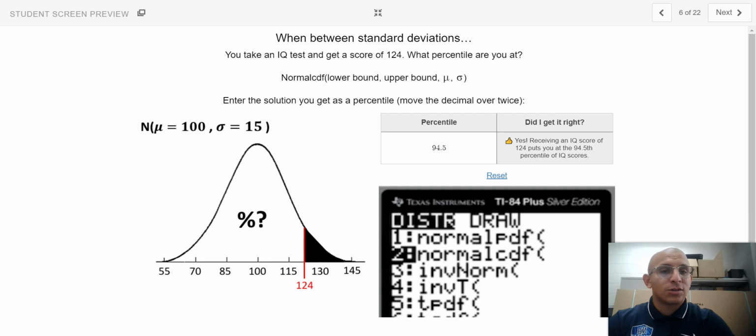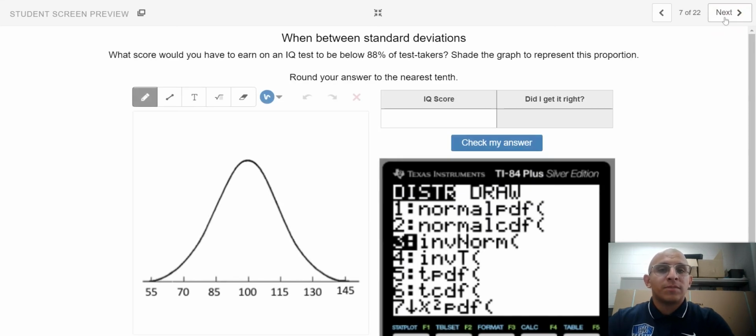And if I check my answer, yes, receiving an IQ score of 124 puts you at the 94.5th percentile of IQ scores. So once again, remember, if we are provided with the data value and we're looking for the percentage of data, we are going to use the NormalCDF function.